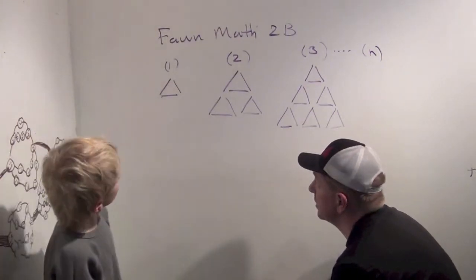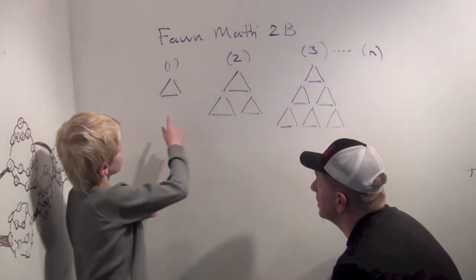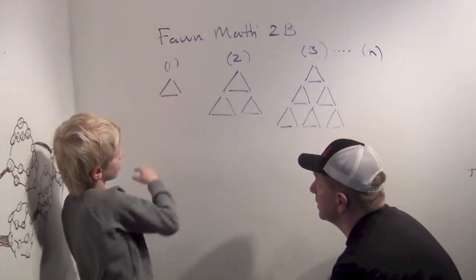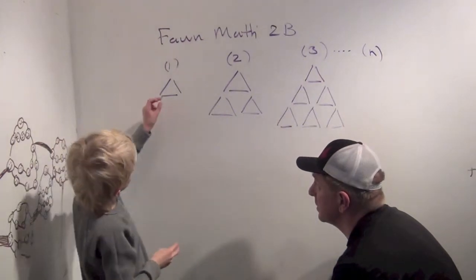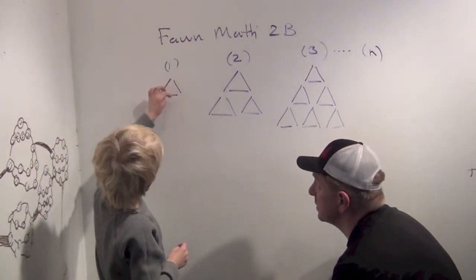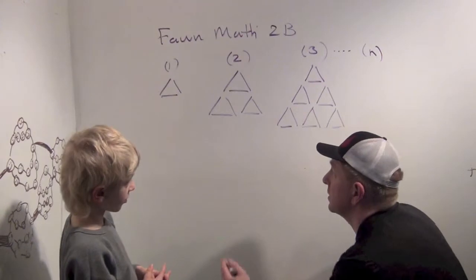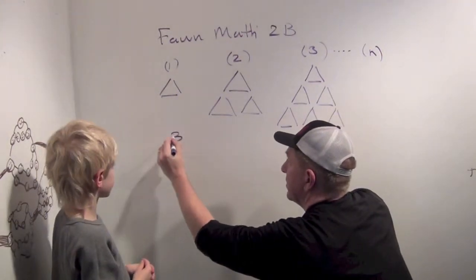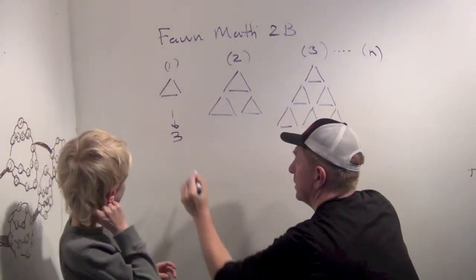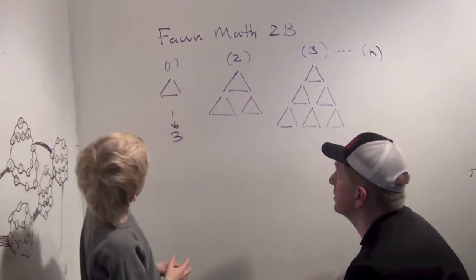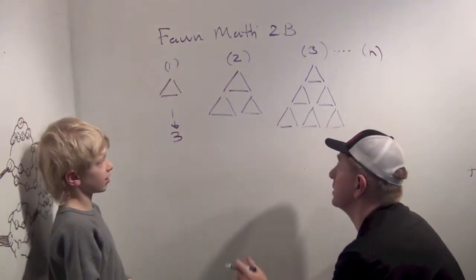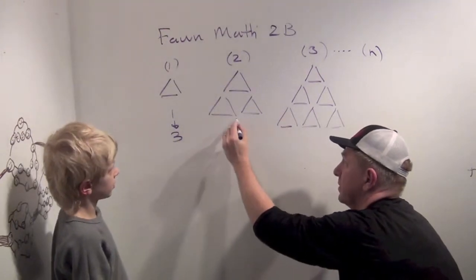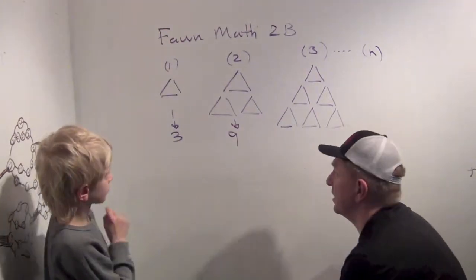Well, you could try to see the number of the toothpicks. Well, this is step 1, which has 3 toothpicks. Okay, good job. 3 in step 1. And step 2 has three of those triangles, so that's going to be 9. Good job. Step 2 has 9.